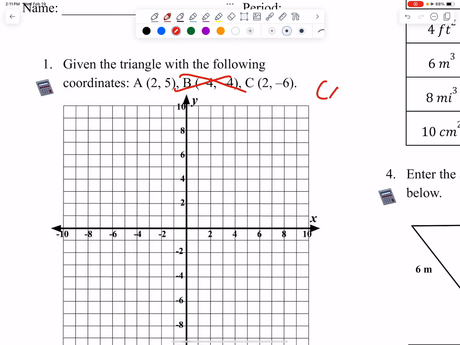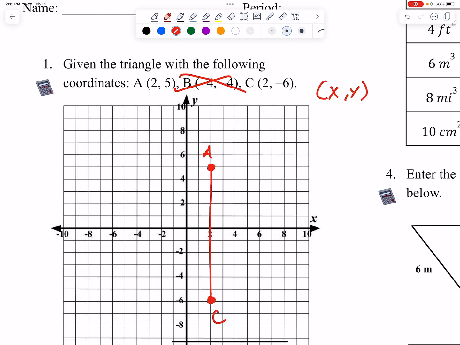So remember, it is x comma y. If I start at the origin, or in the center, I go to 2 on the x, and then I go up 5, so there's my A. And then for C, I start at the origin, I go to 2 again, and I go down 6, so there is C. So what is that distance?